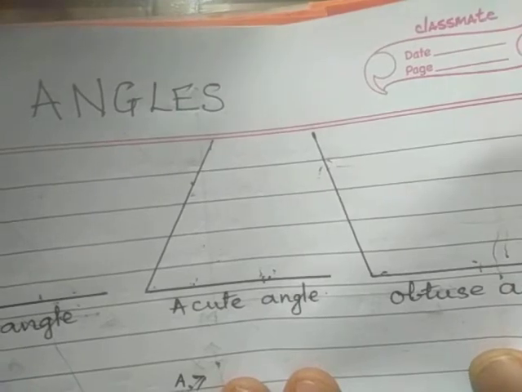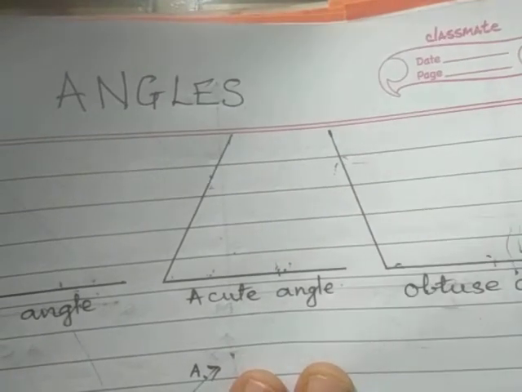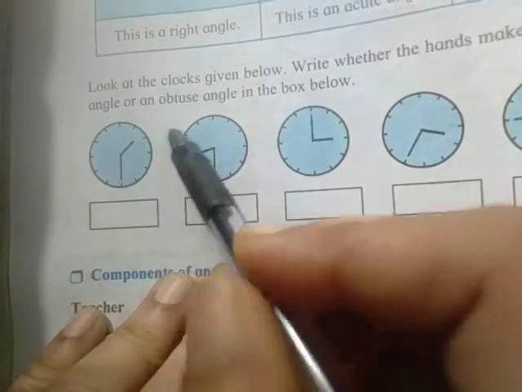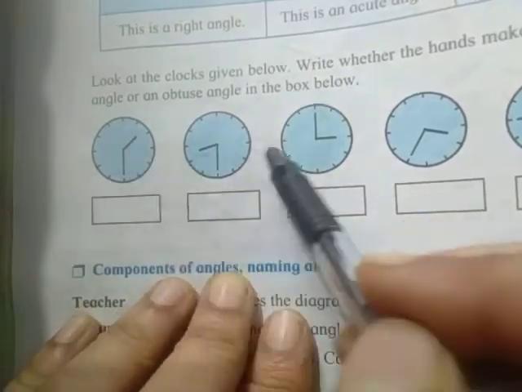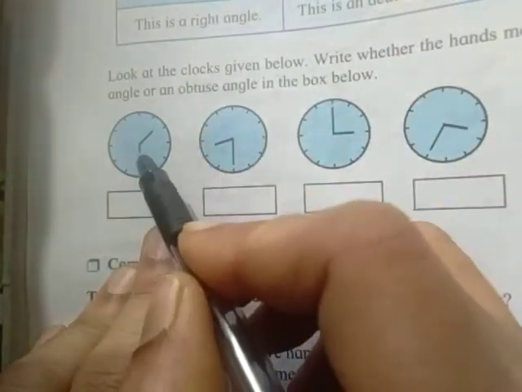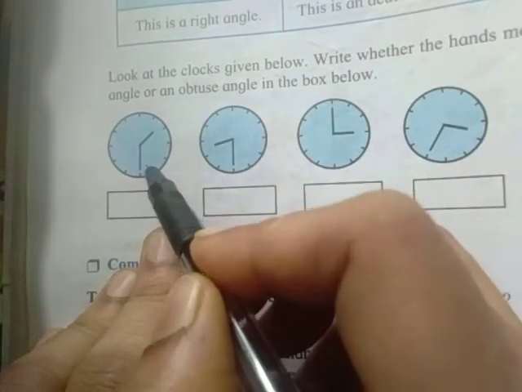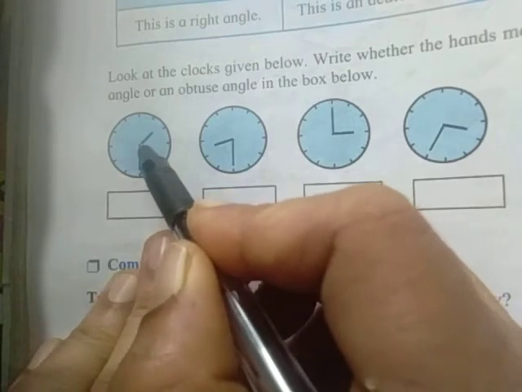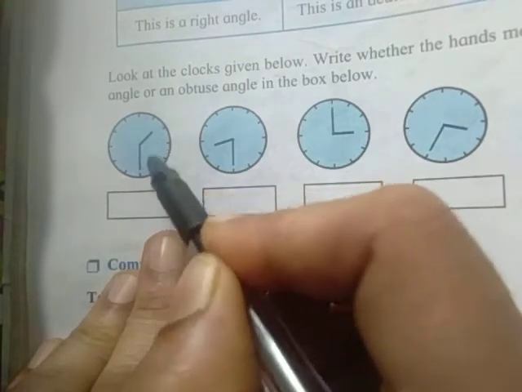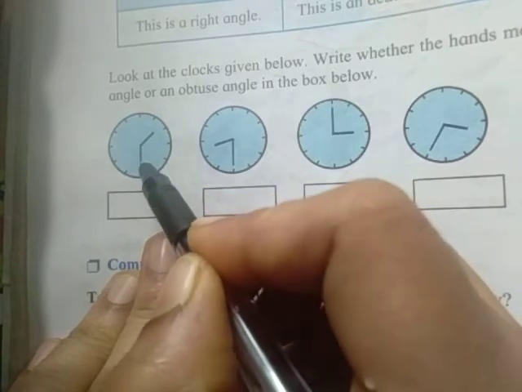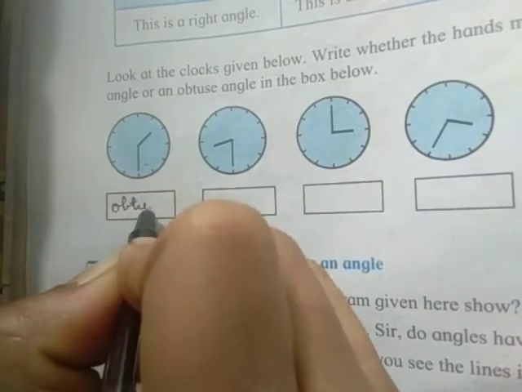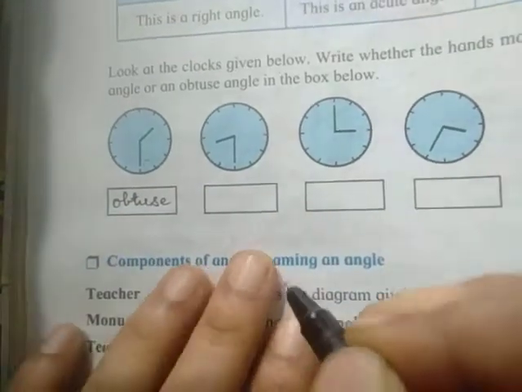Now, let us proceed further with the next part of the lesson. Now, in your textbook, you can see that there are different pictures given on page number 34. You have to identify what type of angle this is. So this, if you see, it is more than right angle. So what will be the name of this angle? Yes, you are right. It is an obtuse angle. Then next one.